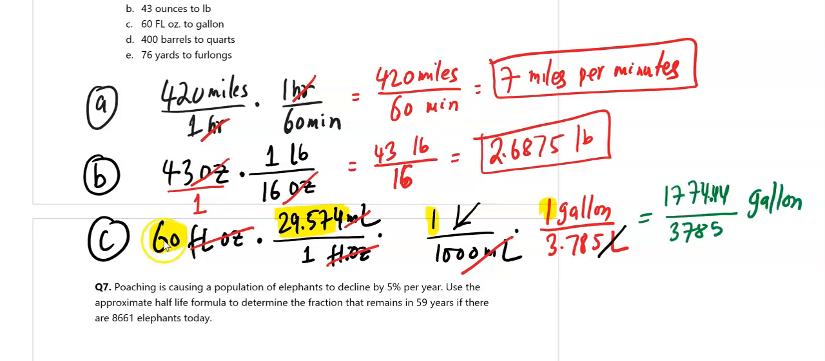Okay, so multiplying the numerator gives you 1774.44, and multiplying the denominator gives you 3785. If you divide, your answer is going to be rounded, depending on the instruction. I don't have instruction here, but I usually round it to 3 decimal or 4 decimal. Here I do 0.469 gallon. So finally, what you understood here is 60 fluid ounces equals 0.469 gallon.